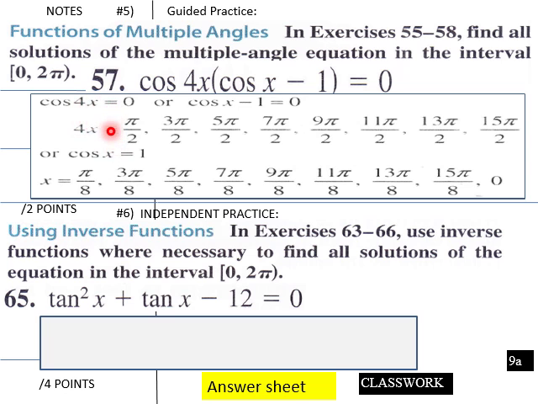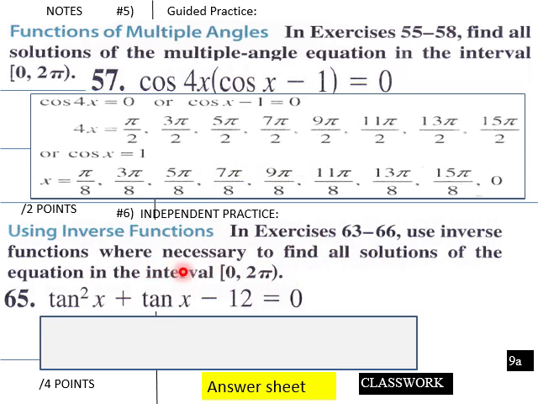Cosine 4x equals 0, or cosine x equals 1. So you would have all these values here for cosine 4x. And then cosine x equals 1. We're going to solve this for 0, so we get cosine x equals 1. And then here's your values for that function that will equal 1 as well. So you can also verify this by using a graphing calculator.